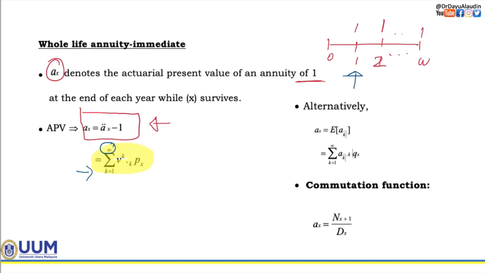For the commutation function, for annuity immediate the expression is nx plus 1 over dx. This one we have to refer to the table. So the difference is only the numerator. The numerator is at x plus 1. The denominator is still the same, dx.